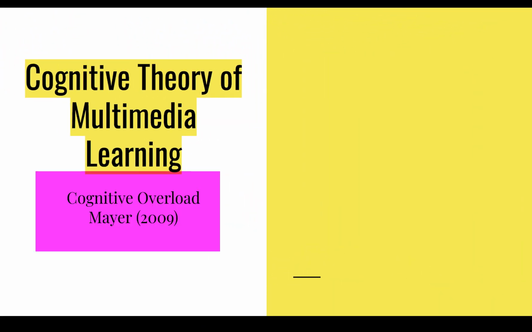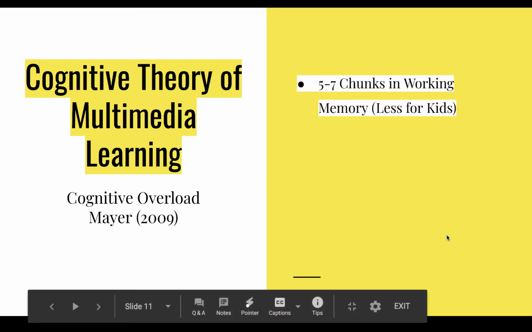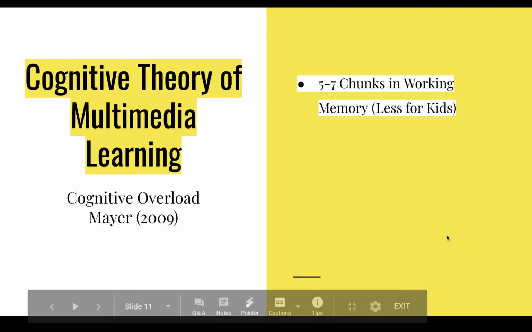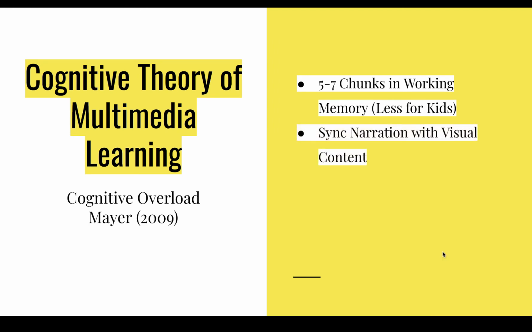This is probably one of the most important principles that you'll learn from this video, because when students feel overwhelmed by the content, their ability to process information is limited. Remember, adults can only process 5 to 7 chunks of information at one time in the working memory, and it's much less for younger children. Help your students by synchronizing the narration with the visual content, and pace the tutorial based on the age of the learner and the difficulty level of the content.